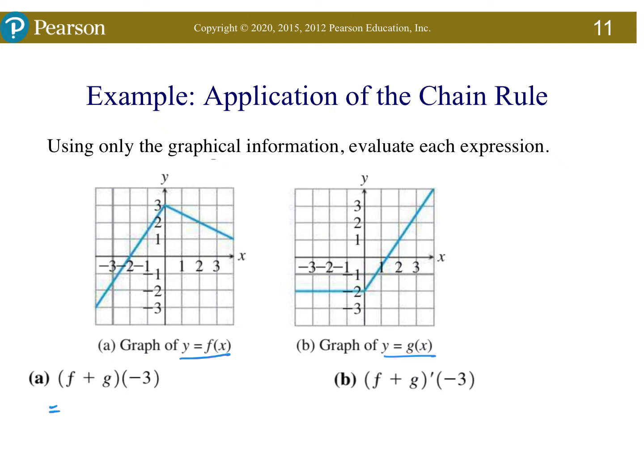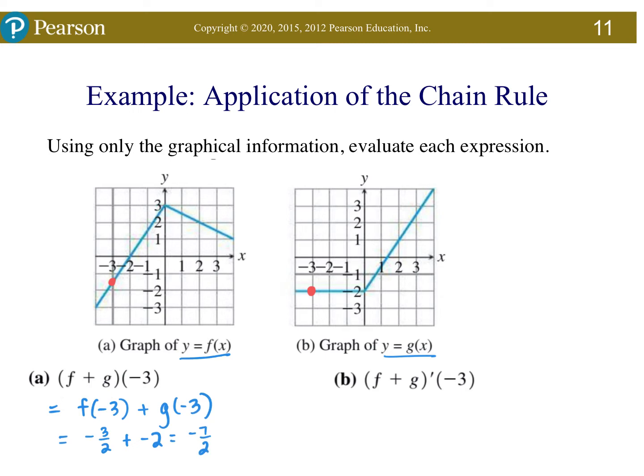f plus g of negative 3 is the same thing as f of negative 3 plus g of negative 3. So rules of functions, you can separate those, and that's just reading the y value along the graphs. The function value at negative 3 on the f function is right here, and so that has a function value of negative 3/2. And on the g graph, the function value at negative 3 is right here, so that has a value of negative 2. And so overall, you're looking at negative 7/2 as the value.